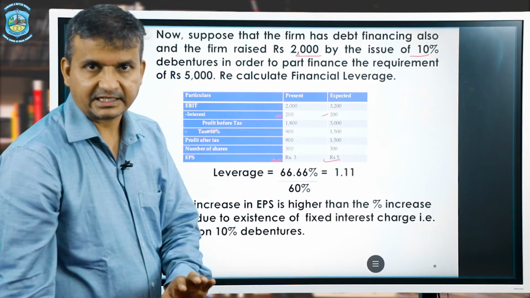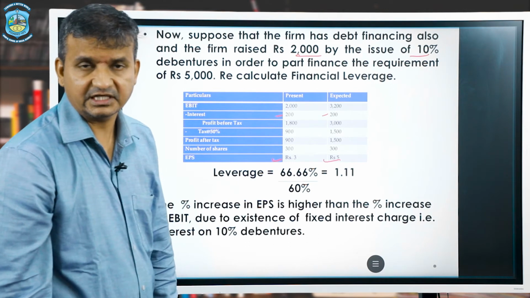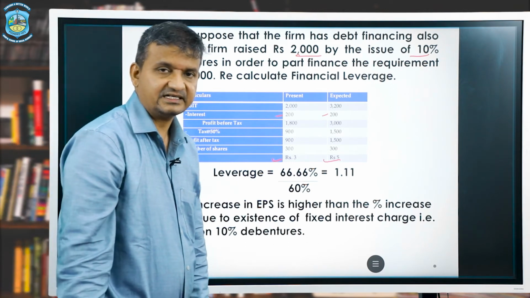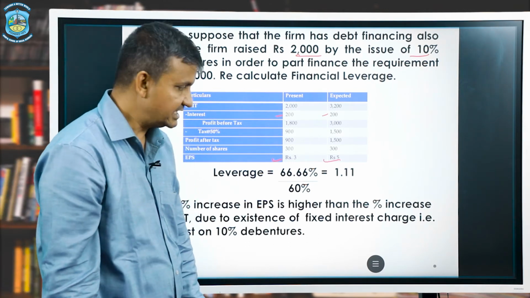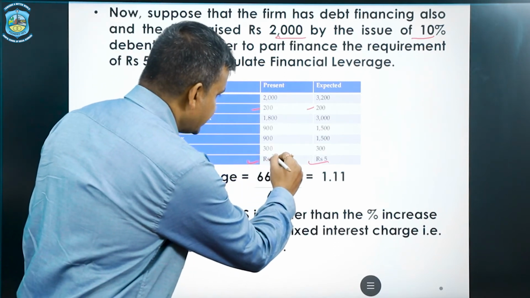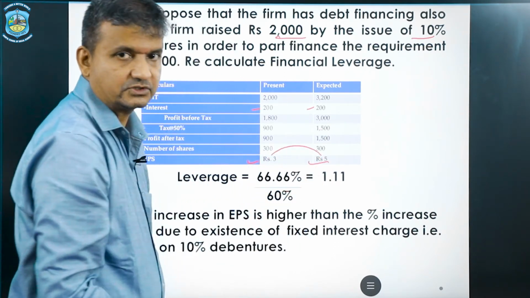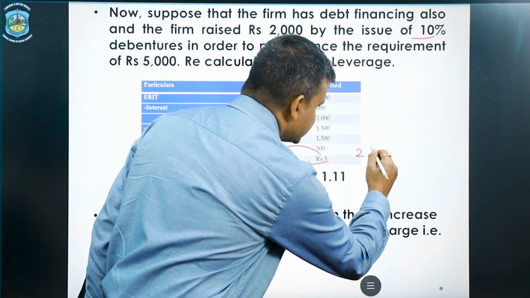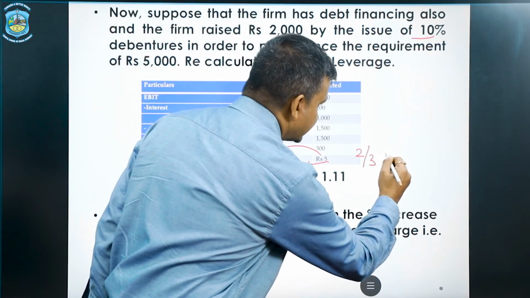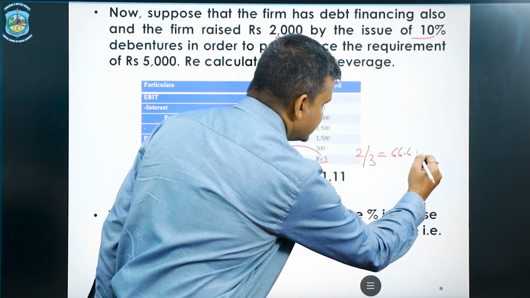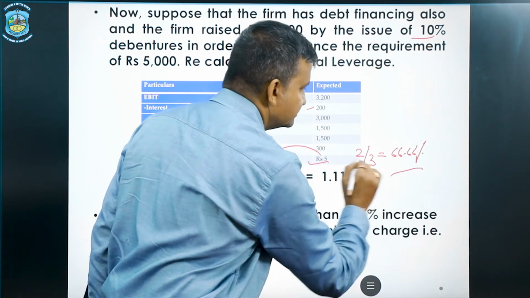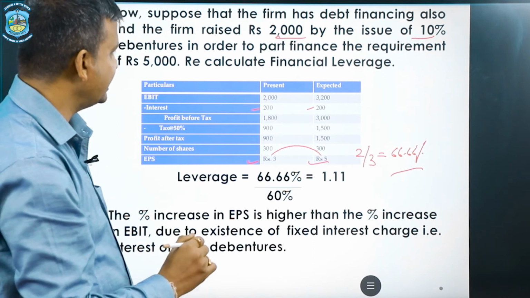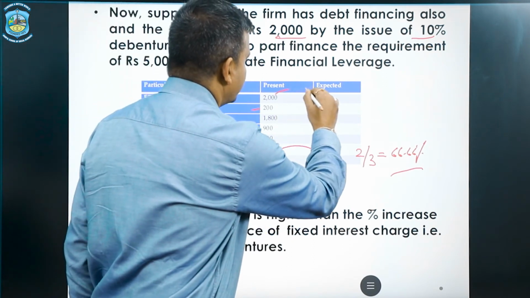Now let's study the impact. How do I define financial leverage? Percentage change in EPS divided by percentage change in EBIT. EPS has changed from 3 to 5. So the increase is rupees 2. So 2 is the increase on 3, that gives you 66.66% increase. And in case of EBIT, you will see the same.